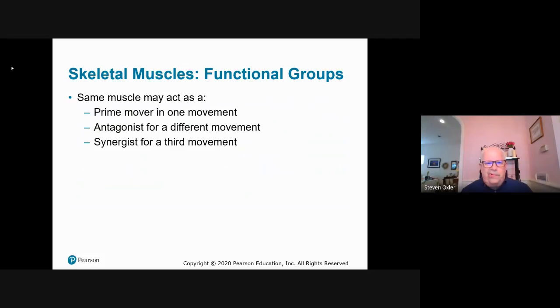Muscles act in groups. The same muscle in a group can be the prime mover in flexion or the antagonist in extension or the synergist in lateral or medial movement. So the same muscle can act as all three, the prime mover, the antagonist, or the synergist. All right?